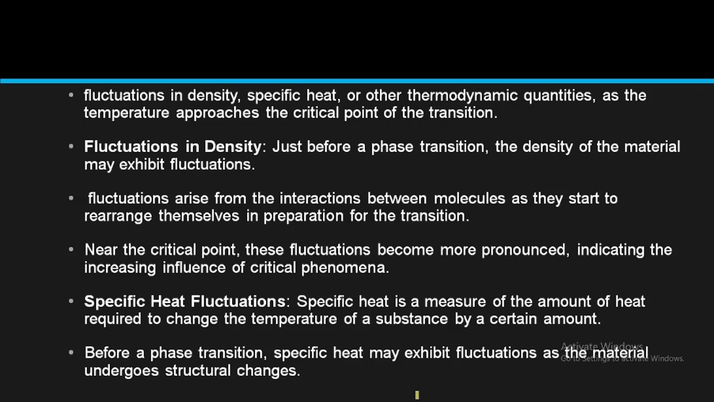So what happens in fluctuation in density? Before a phase transition, the density of a material may exhibit fluctuation. Just before the transition, there is a variation in the density. Why does this fluctuation happen? It arises from the interaction between the molecules as they start to rearrange themselves in preparation for the transition. Since the material has to get ready for the transition, the interaction of molecules gives rise to this fluctuation of density.